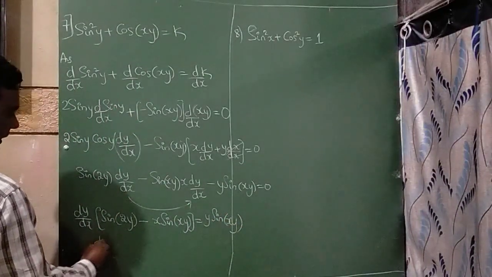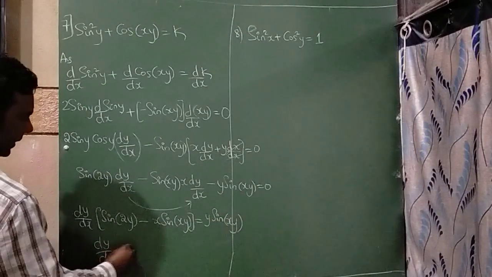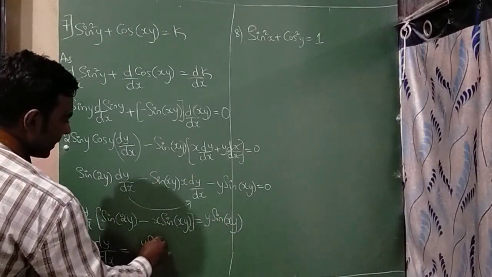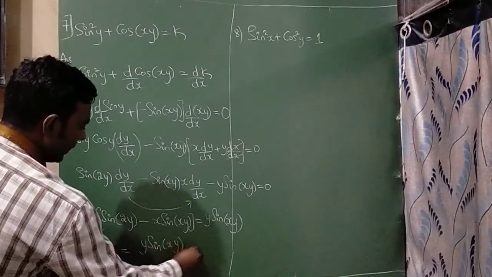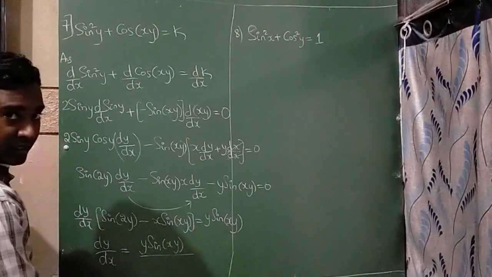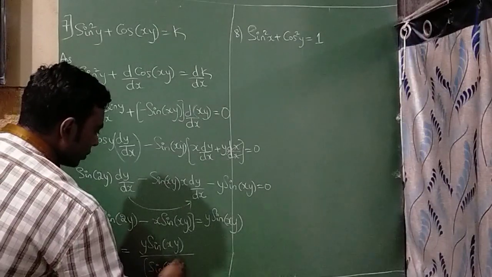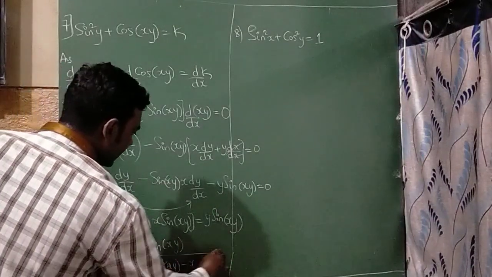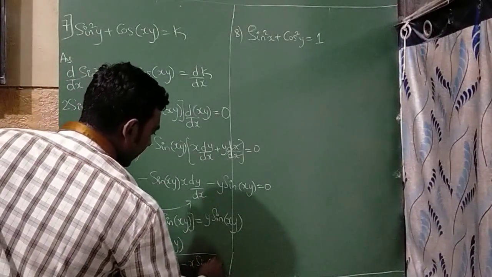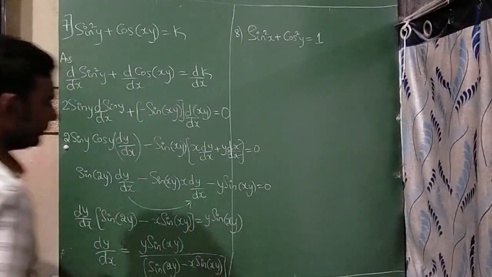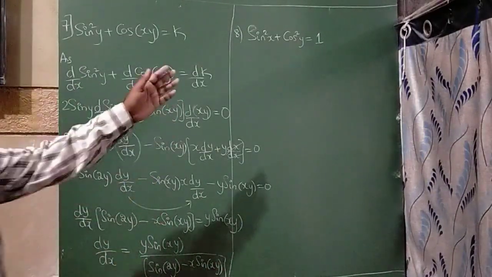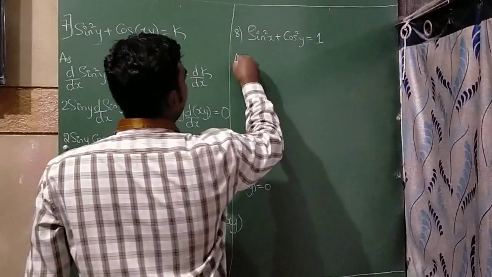So lastly you can write dy by dx is equal to y sin xy, and this whole term goes to the denominator, that is sin 2y minus x sin xy. Fine. Now let us solve 8th question.